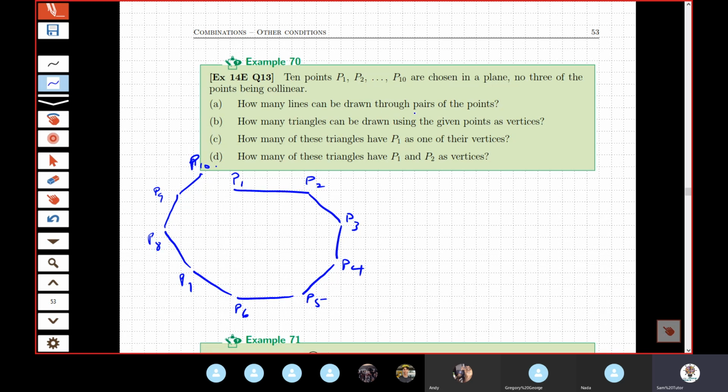How many lines can be drawn through pairs of the points? Okay. So can you see that would be 1 pair? Then I could also draw that one, that one, that one, and that one. And I can keep doing that a few times. So what would that be? That would be, just so you guys can see, 1, 2, 3, 4, 5, 6, 7, 8, 9.